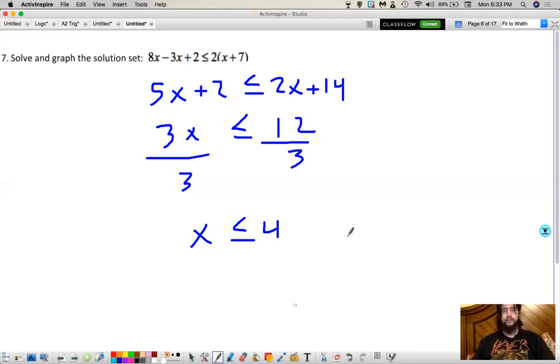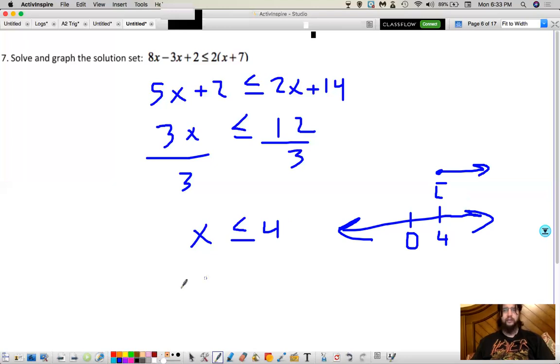Not done, it says graph it. So put yourself a number line. Here's a 0. Here's a 4. It's solid, so it's going to include it, meaning you can put either a bracket or a solid dot and shade it. Now the answer needs to be in interval notation, so bracket 4, comma, infinity. So this is the answer. That's the graph. Make sure you put your answer in interval notation.